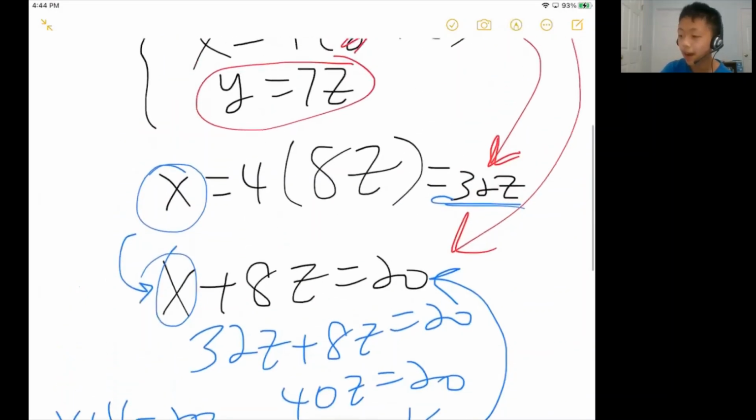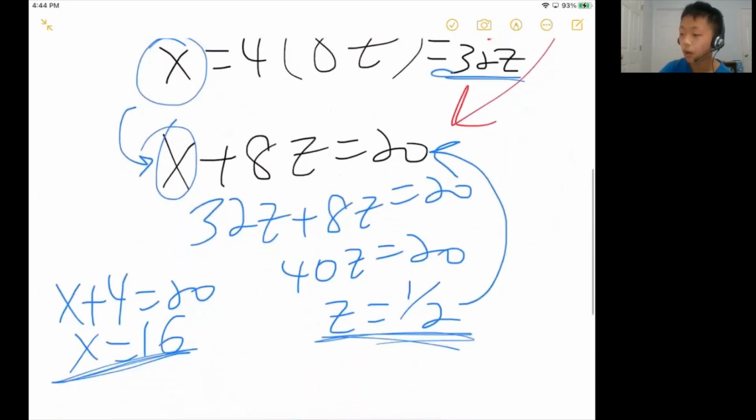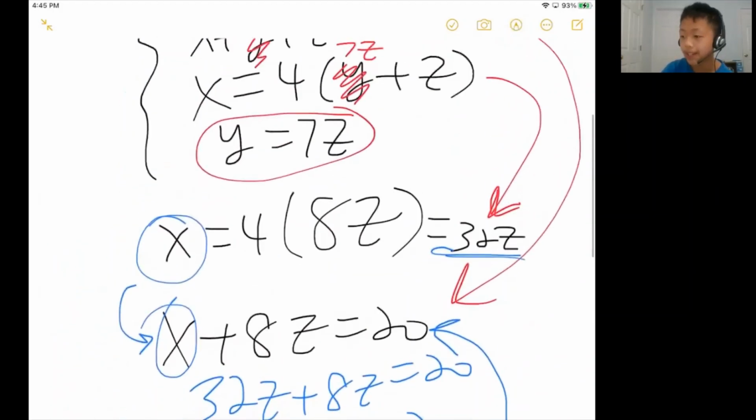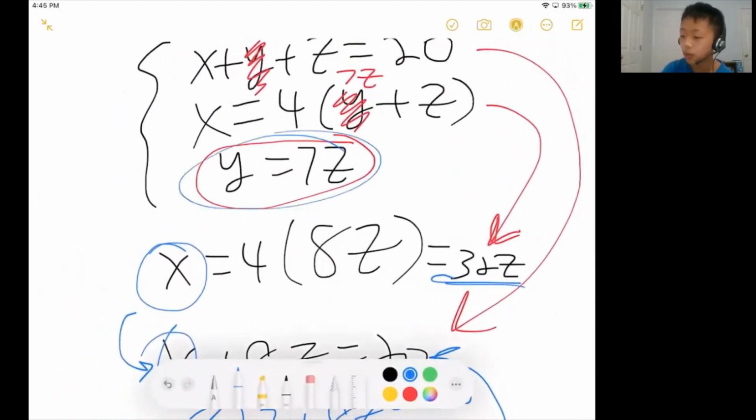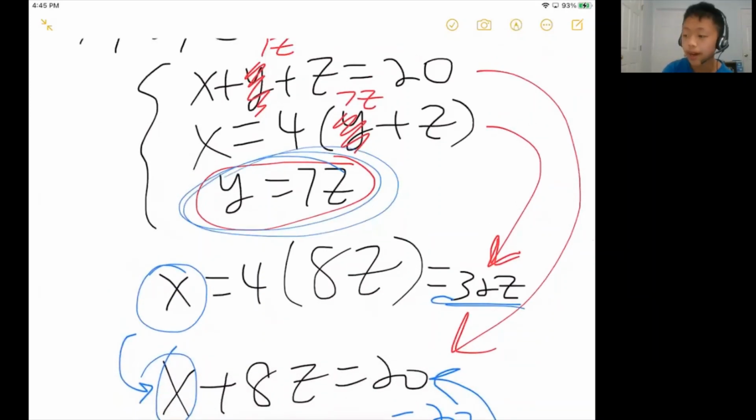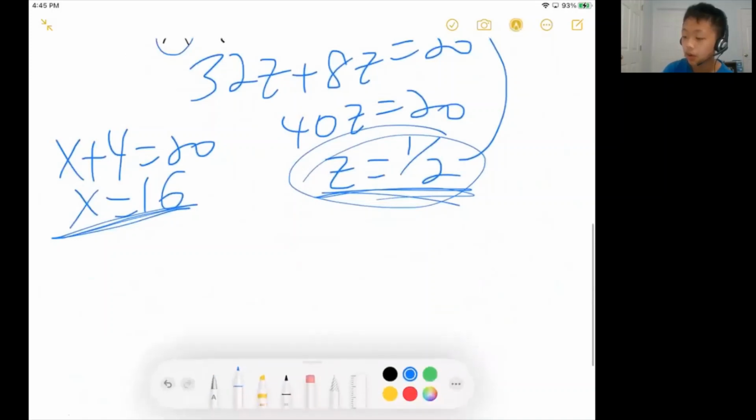Now we can plug it back. We know that z is 1/2, right? We can just directly go back to this equation, y equals 7z. So if y is 7z and z is 1/2, then y is 7/2, right? That tells us y would equal 7/2.